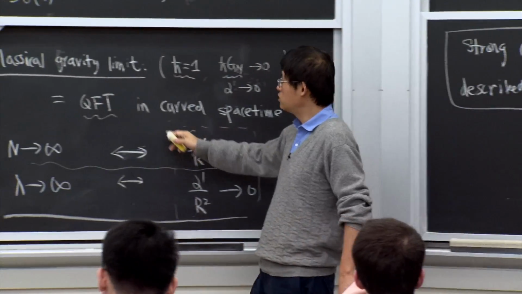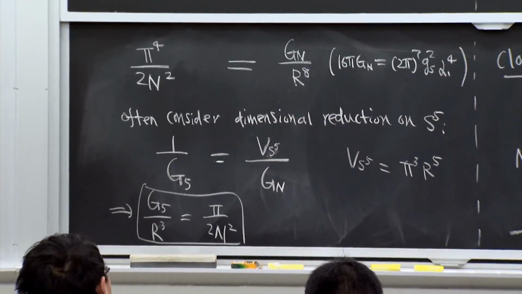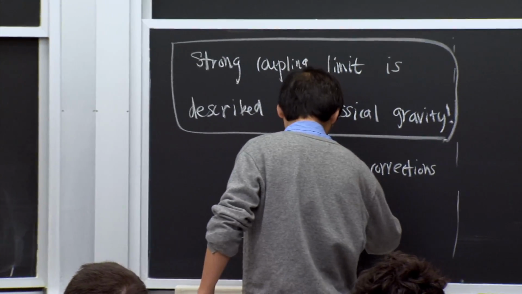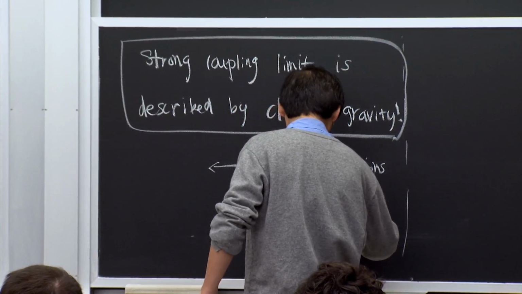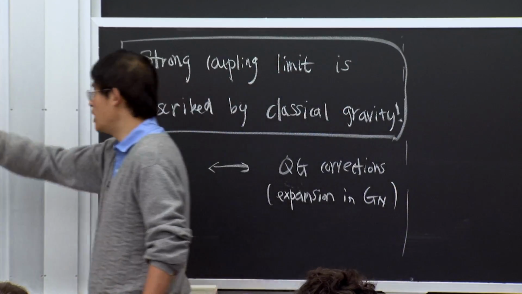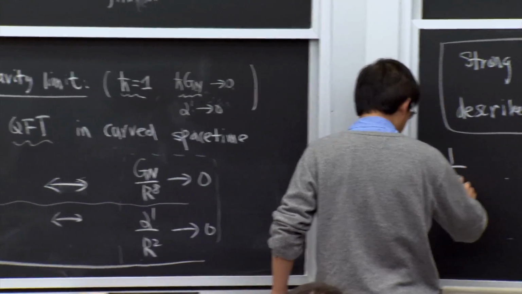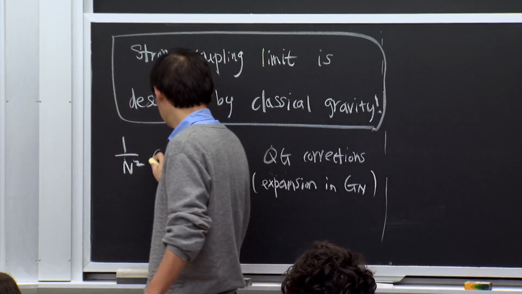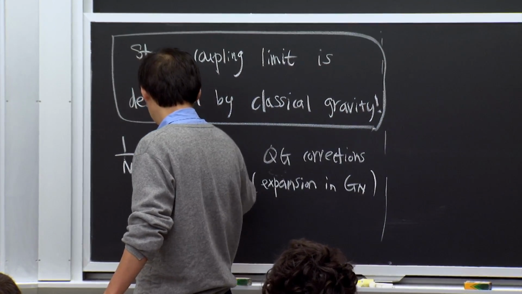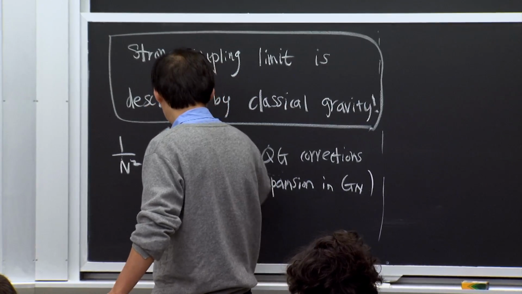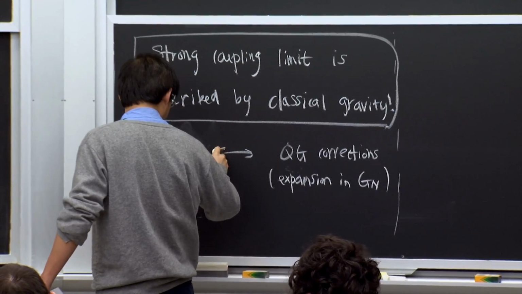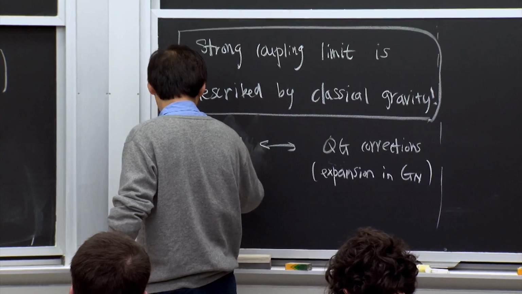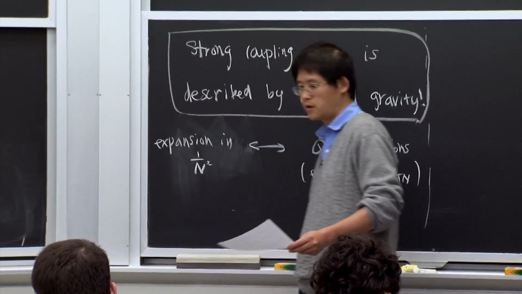And now, from this relation, the expansion in G Newton is translated. From that relation, we see this becomes the expansion in 1 over n squared on the field theory side.